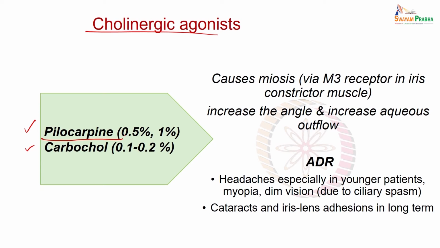miosis, and this acts through the M3 receptor on the iris sphincter muscles, increasing the angle and increasing aqueous outflow. The cholinergic agonists have adverse drug reactions of causing headache, especially in young patients, and myopia, with dim vision, which is primarily because of ciliary spasm. It has also been seen that the incidence of cataract formation is higher.